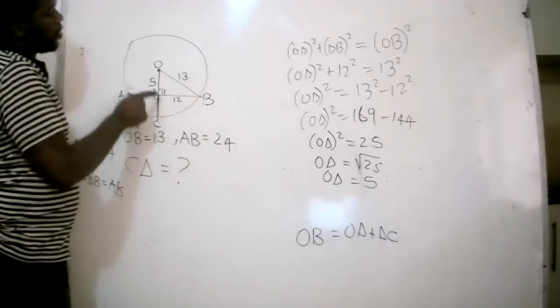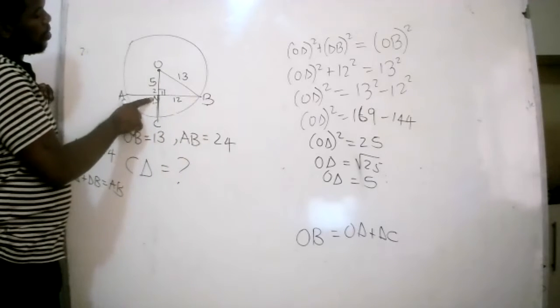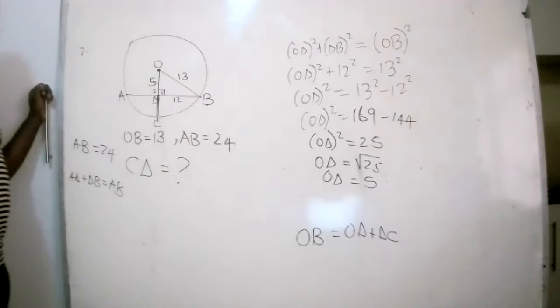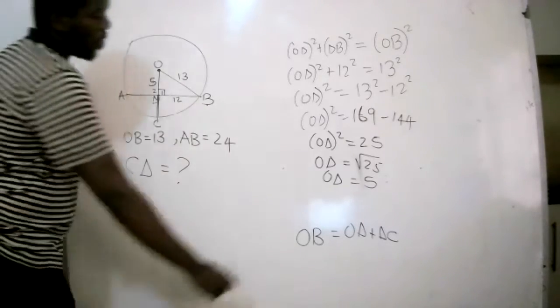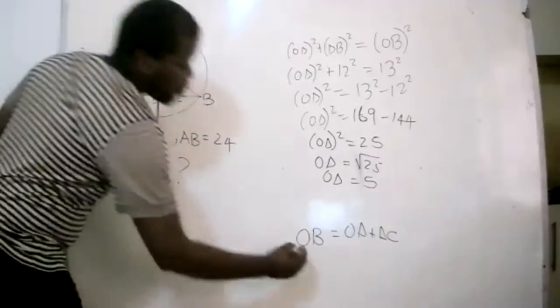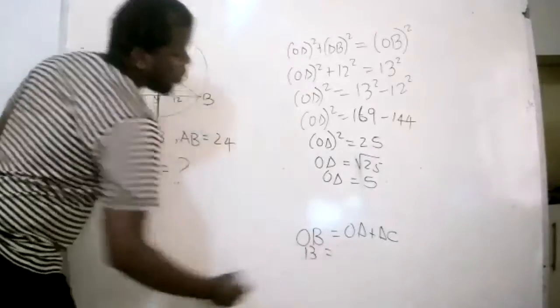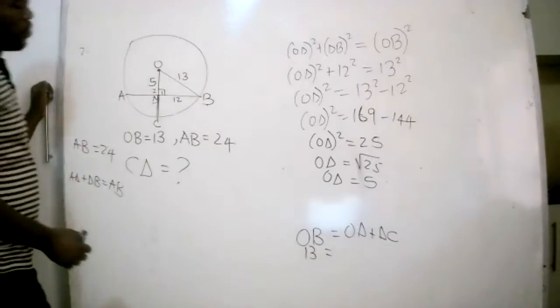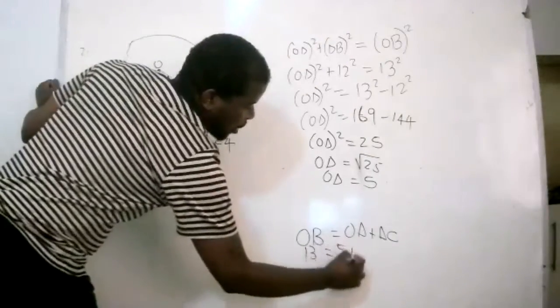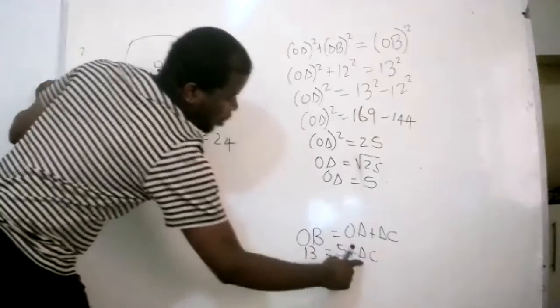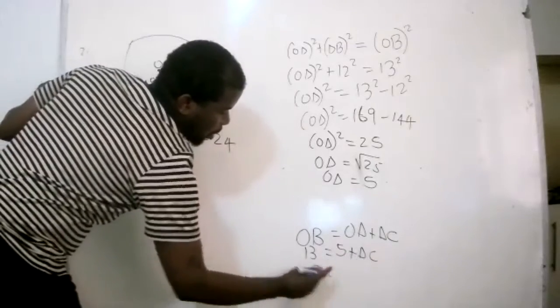OB is equal to OD plus DC. Do you see that? Yes, sir. Now let's substitute. Where we have OB, we substitute 13, and where we have OD, we substitute 5, and then we add DC. So let's make DC the subject of the formula.